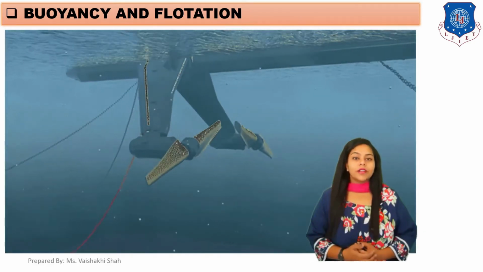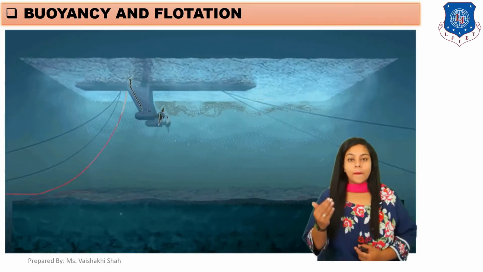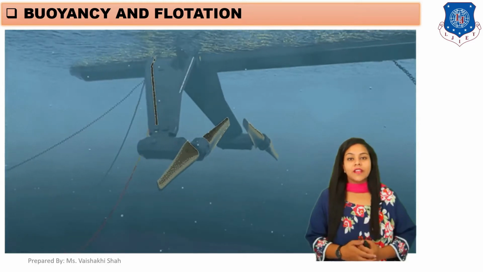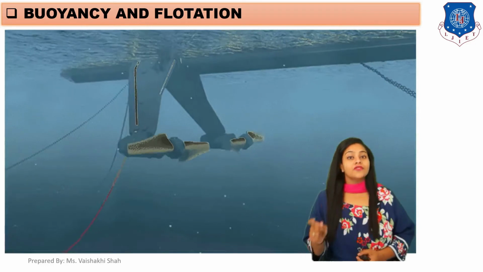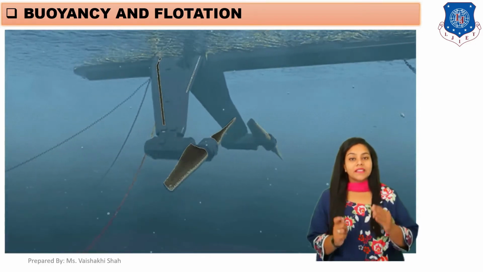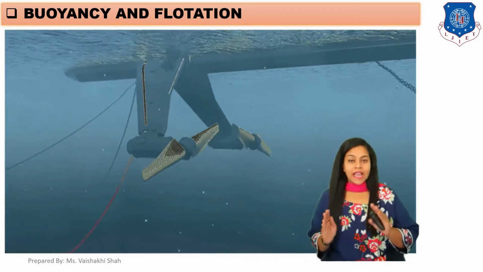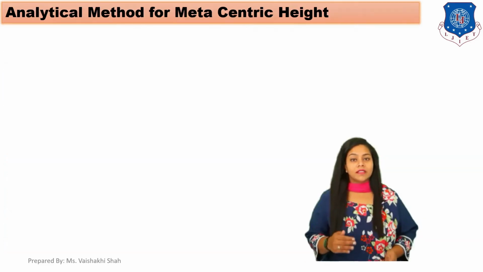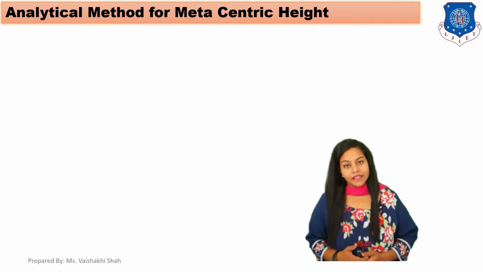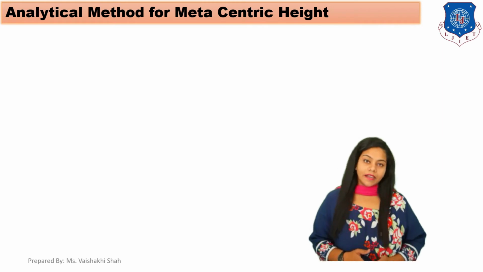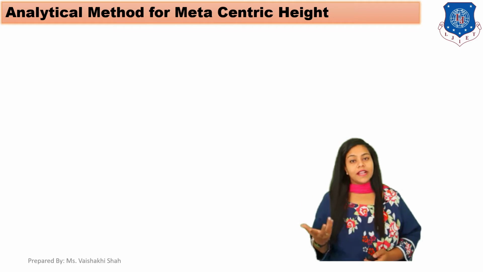Now today we are going to study an analytical method to determine metacentric height. As we know, M point is called metacenter and GM height is called metacentric height. Metacentric height is the distance between center of gravity and metacenter. Today we will discuss the analytical method for determination of metacentric height. So let's start our derivation. This derivation is also important from your exam point of view.